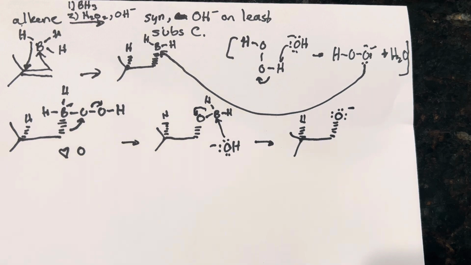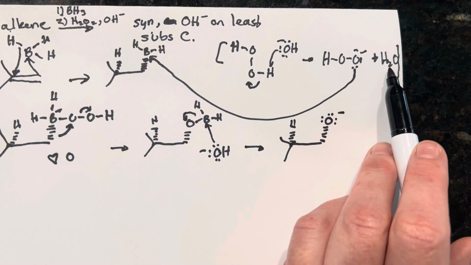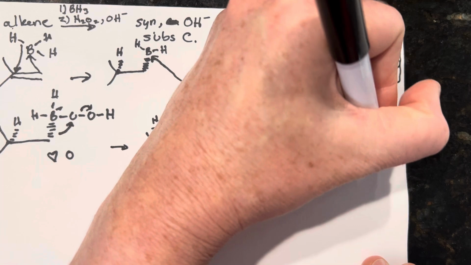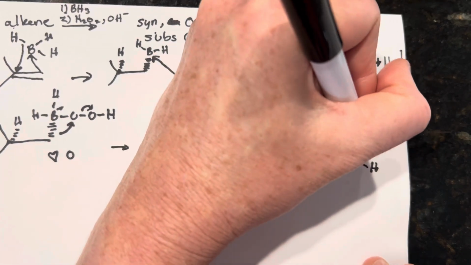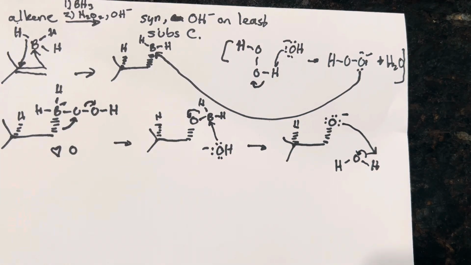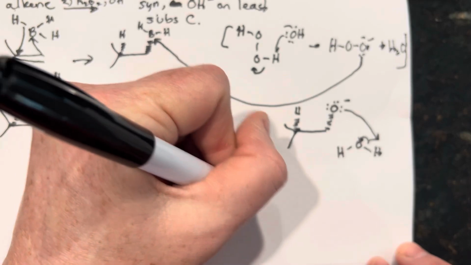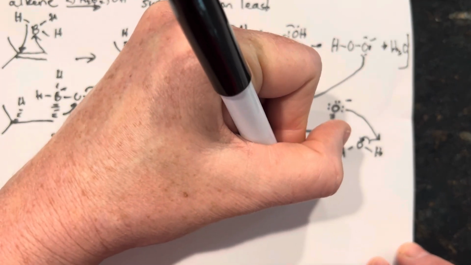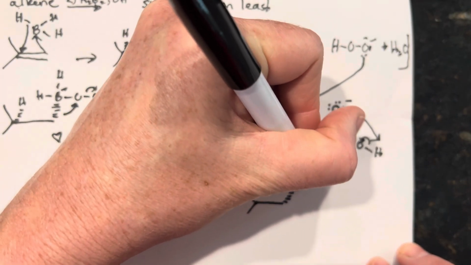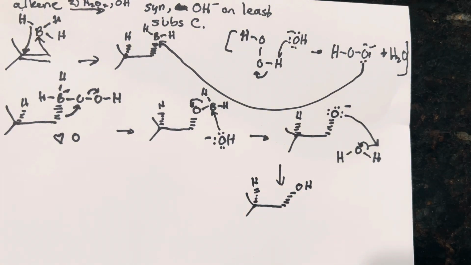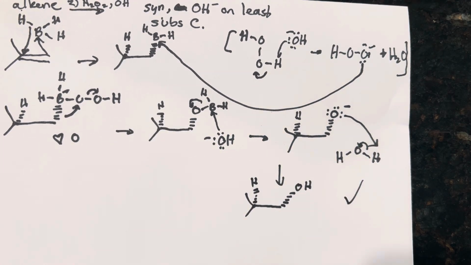I don't know if you remember, a long time ago we had water up here that we made as a product. So now this water comes back in, and these electrons grab an H, and that pops back on there. And this is how you end up with the least substituted carbon getting an alcohol in a syn position to the hydrogen. And that is how it is done. My least favorite reaction in existence.